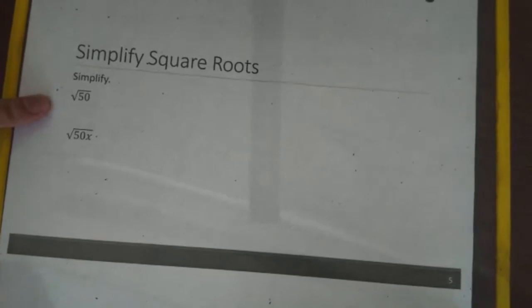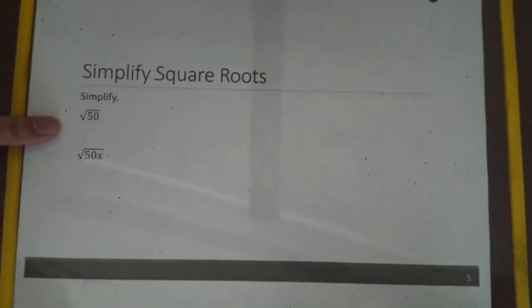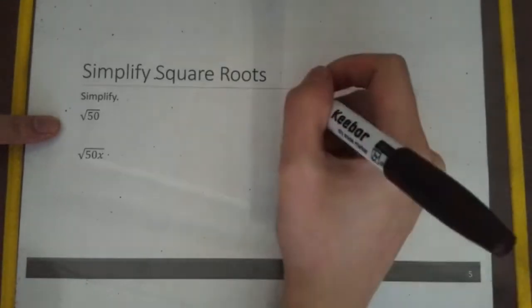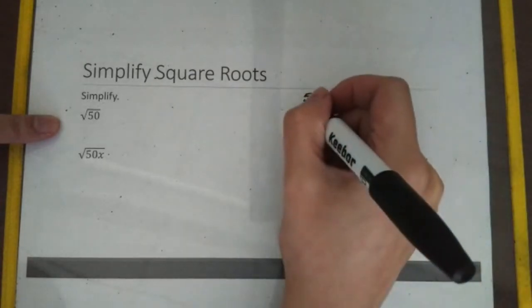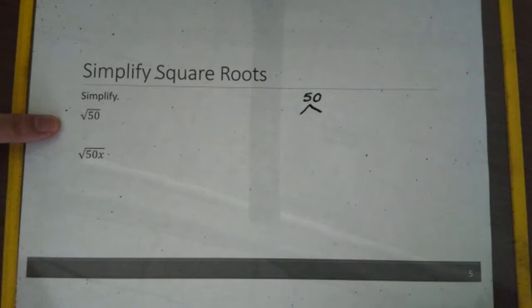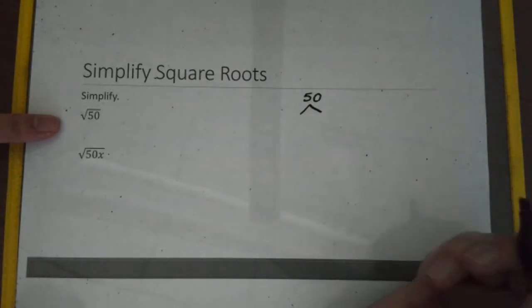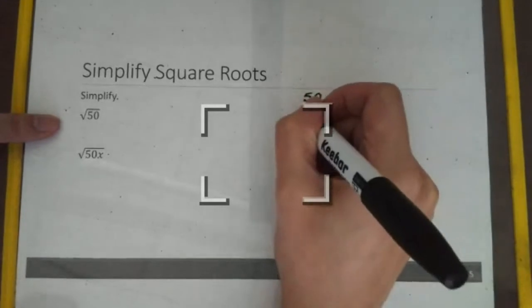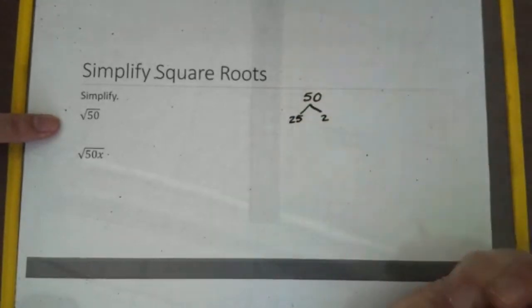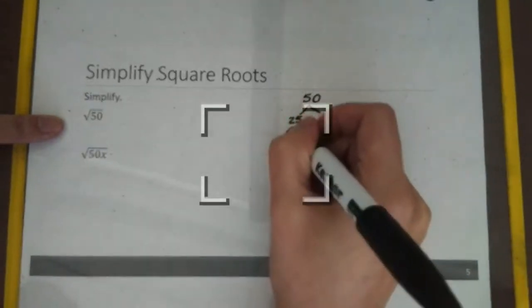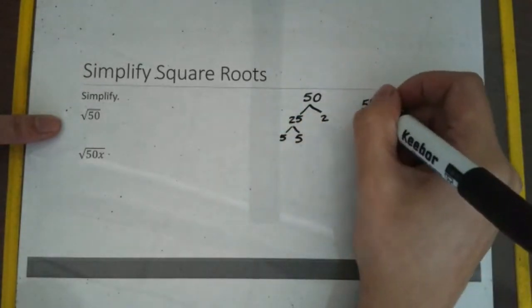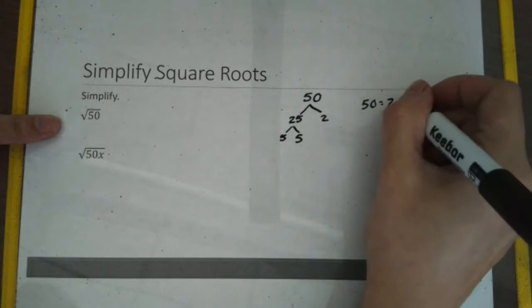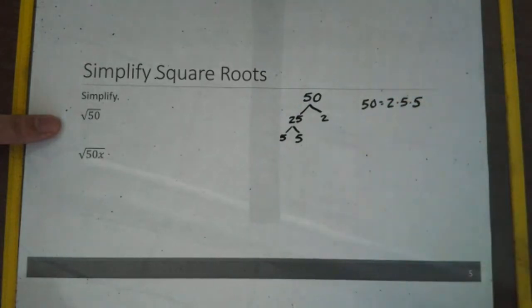The way I'm going to do that is by looking at the prime factorization of 50. To do that, I start with 50 at the top, and I find two positive numbers, other than one and the number, that multiply to give me that. So 50 is 25 times 2. And 25 is 5 times 5. So that means 50 is equal to 2 times 5 times 5.